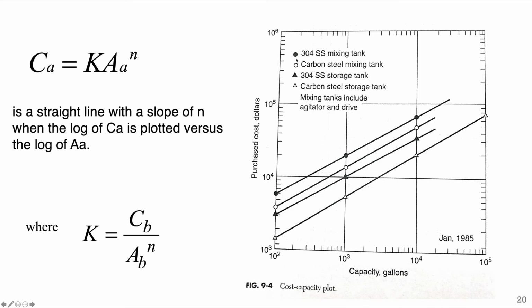The other thing that I want you to notice is that you have here 4 different lines. All of them are tanks, but depending on the type of tank, here you have 2 mixing tanks, and the mixing tanks are more expensive than the storage tanks. And if you have a material of construction that is carbon steel, like I mentioned before, carbon steel is the base material of construction, then it's going to be cheaper than using stainless steel.